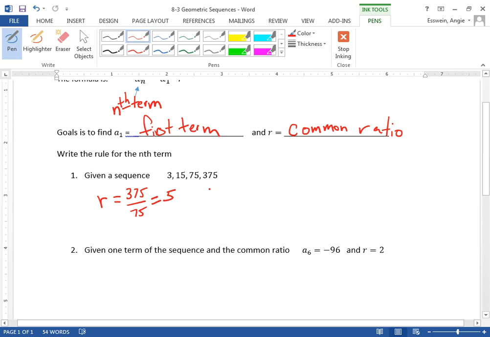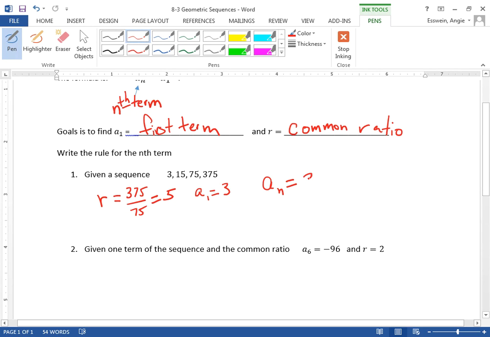And then what's the first term? It's 3. So we're ready to write our formula, just like that. It would be a sub n equals the first term, which is 3, times the common ratio of 5. And it's always raised to the n minus 1 power. And that would be it.